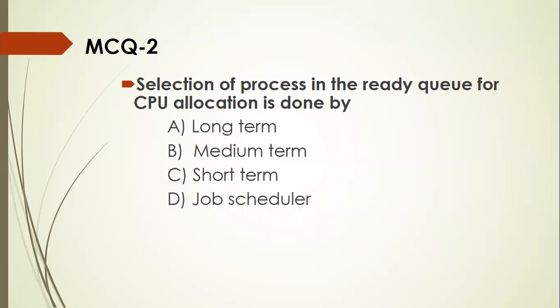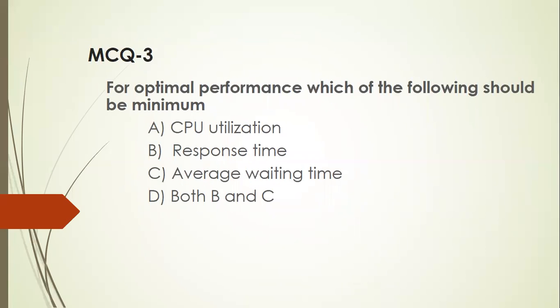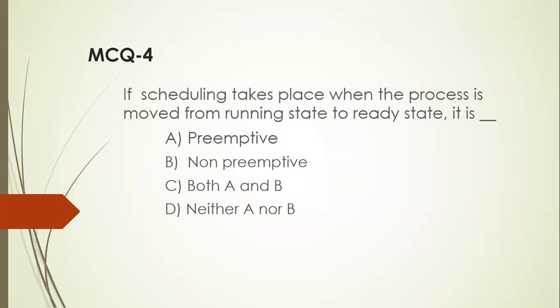Selection of a process in the ready queue for CPU allocation is done by which scheduler? If there are several processes in the ready queue, only one will get the CPU at a time. Which process will get the CPU is decided by the short-term scheduler. So the correct answer is C. For optimal performance, which of the following should be minimum? Generally, we want CPU utilization to be maximum. Response time should be minimum. Average waiting time also should be minimum. So the correct answer is B and C.